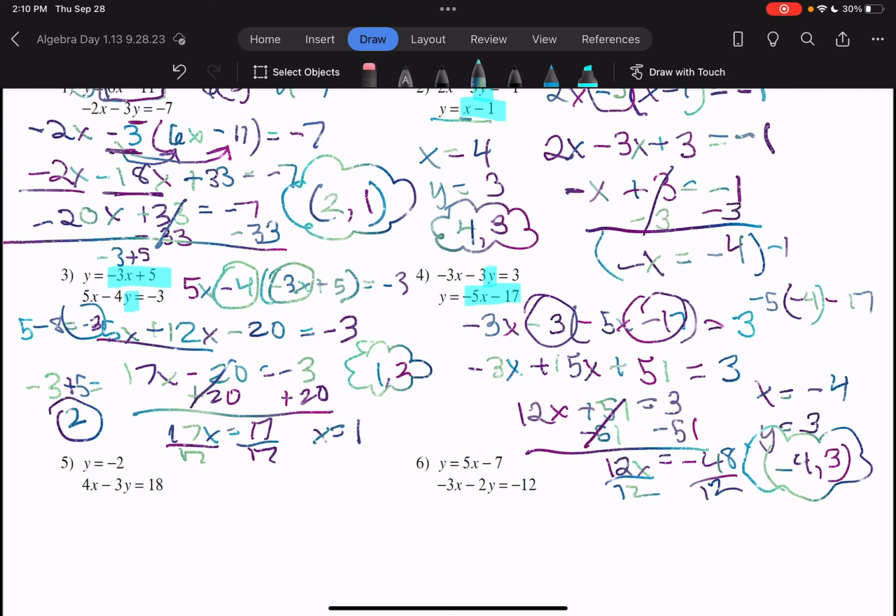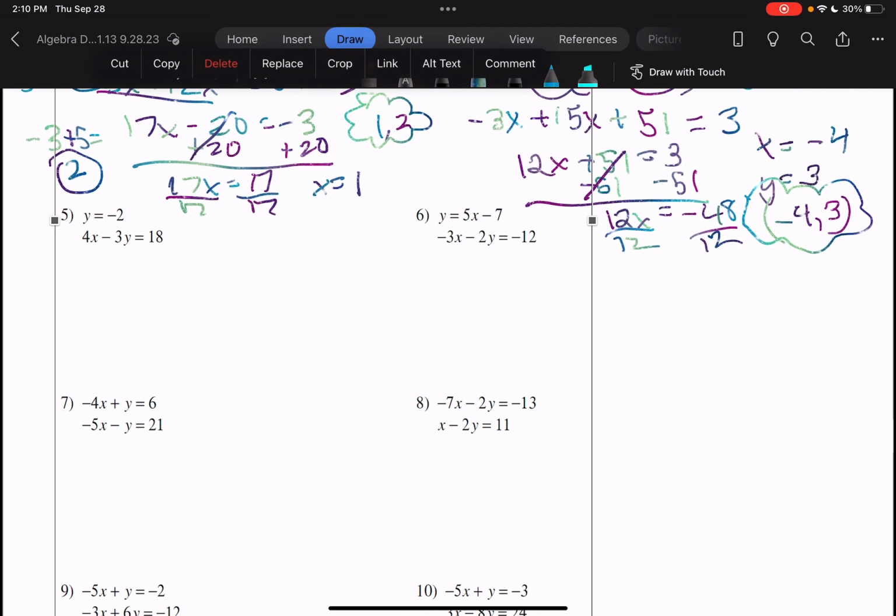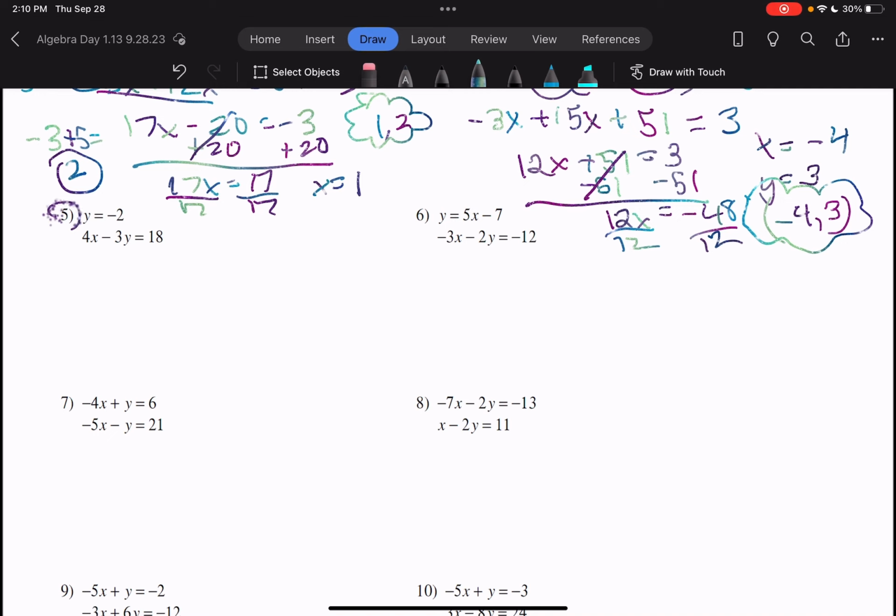All right, so numbers 5 and 6 I'm going to have you do on your own, okay? Again, numbers 5 and 6 you're going to do on your own because the y is already solved for in both of these. All you have to do is take these and plop them where you have a y in the other equation. I am going to go ahead and skip down to number 7 now and model for you what this should look like.